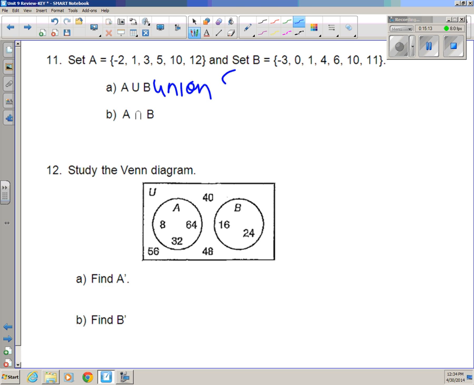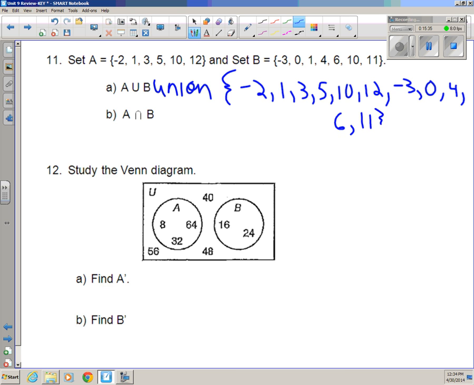It's everything that exists. I'm going to start from the one on the left, and I'm going to say -2, 1, 3, 5, 10, 12. I'm going to look at set B. -3 I have not used yet. 0 I have not used yet. 1 I have. 4 I have not used yet. 6 I have not used yet. 10 I have. 11 I haven't. So all the numbers that are included in both, do not repeat any numbers. That's what your union is.